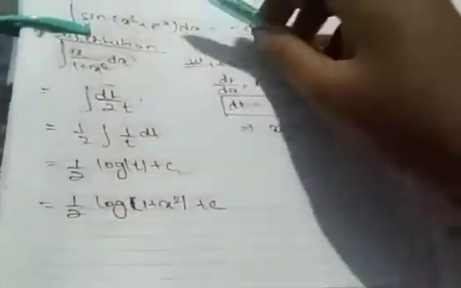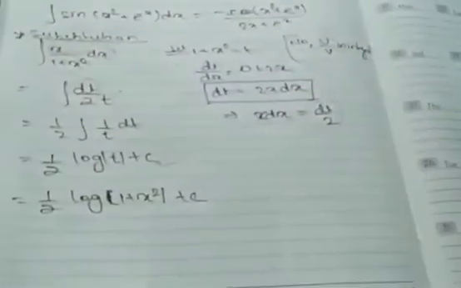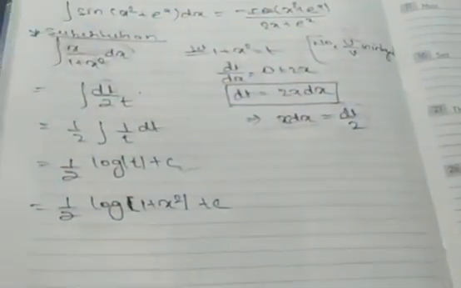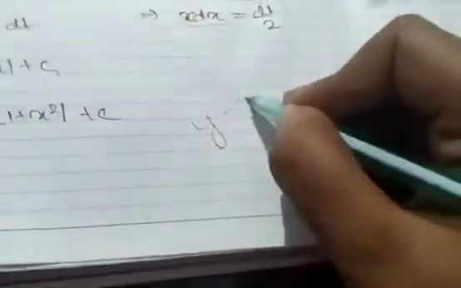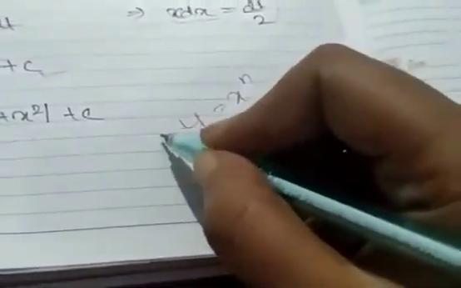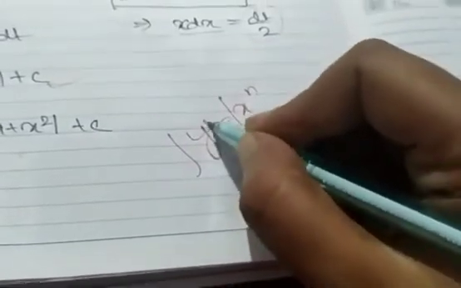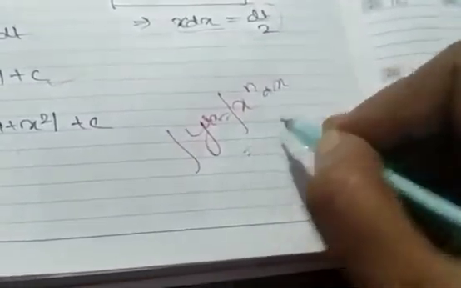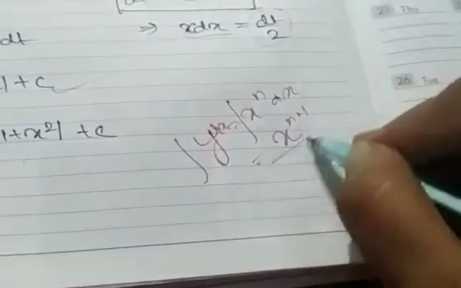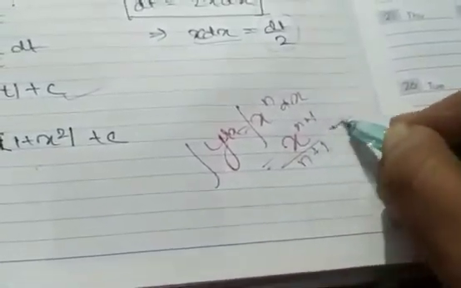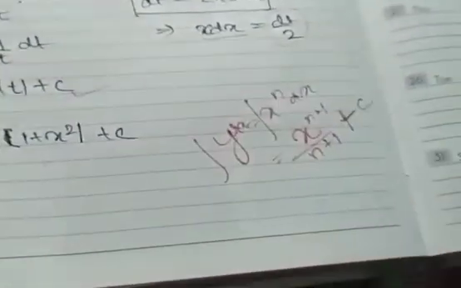When you study integration, you are going to study all these things. But for now, you just remember one most important formula: suppose y is equal to x to the power n, and if I want to integrate it with respect to dx, what will I get? x to the power n plus 1 by n plus 1. This is the most important one, and since there is no limit, so it is C.